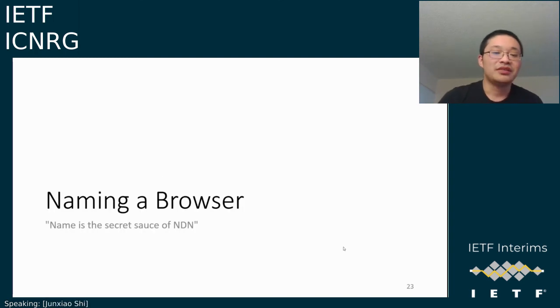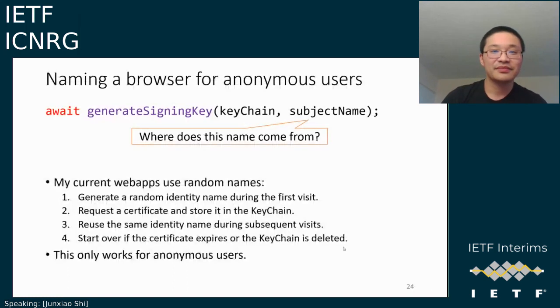The last issue is not really API, but it's closely related, which is how do you name a browser? Because names are the secret sauce of NDN, as Alex said. For anonymous users, it's somewhat simple. So this is the code I showed earlier. When I generate a signing key, I need to give it a name. My current web applications only serve anonymous users. I don't authenticate them, so I can just use random names.